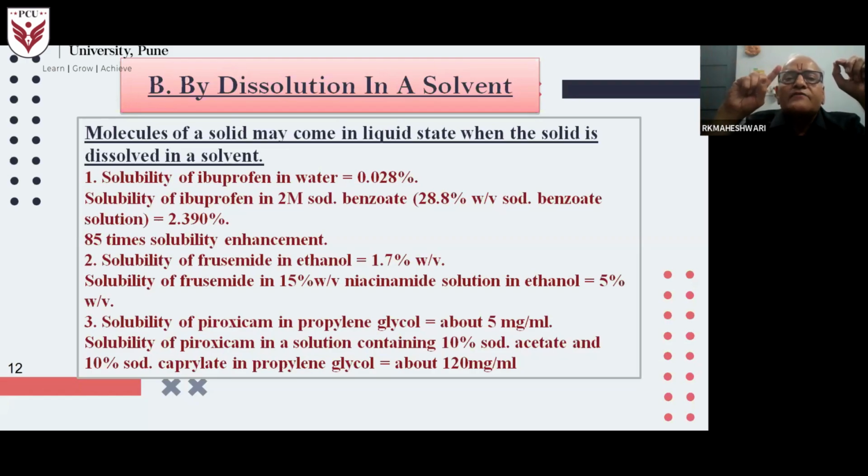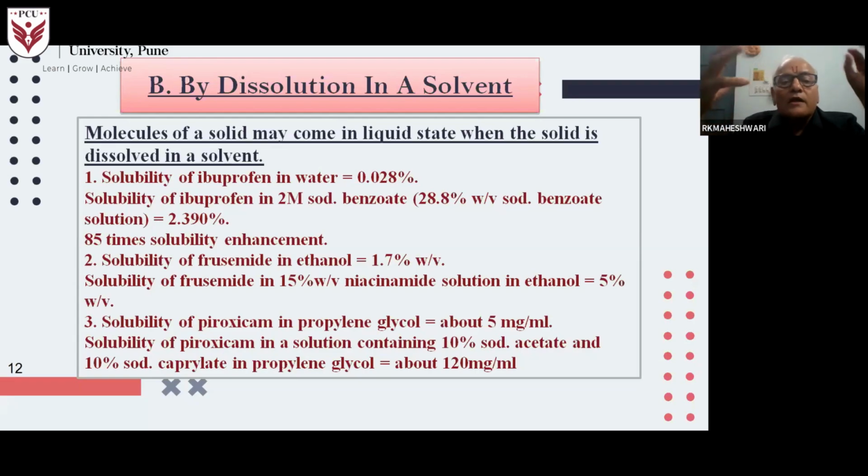Now we will prepare a solution of a solid, sodium benzoate, 28.8% weight by volume, in a 100 ml volumetric flask. 28.8 grams of sodium benzoate, water, dissolution, and volume makeup up to 100 ml with water. So this 100 ml of the solution contains 28.8 grams of sodium benzoate. We say this is a concentrated solution of sodium benzoate. In this solution of sodium benzoate, when we check the solubility of ibuprofen, it is 2.390%.